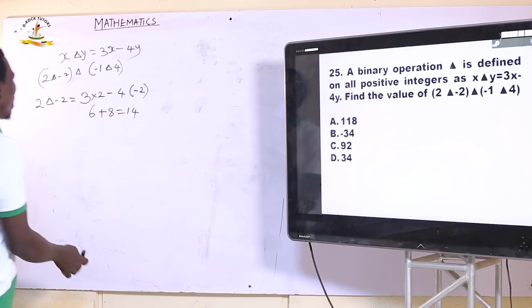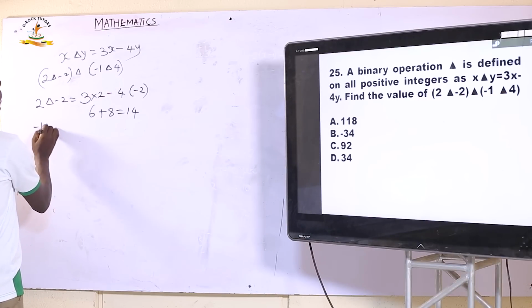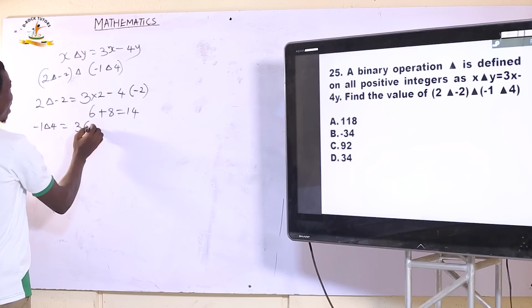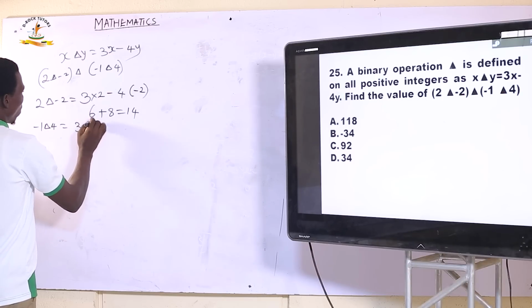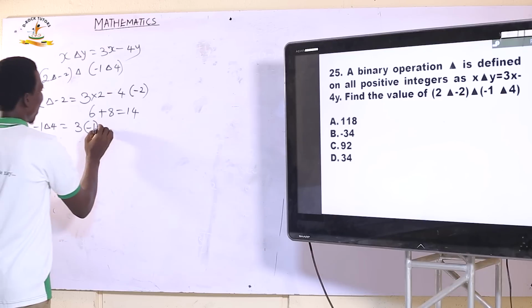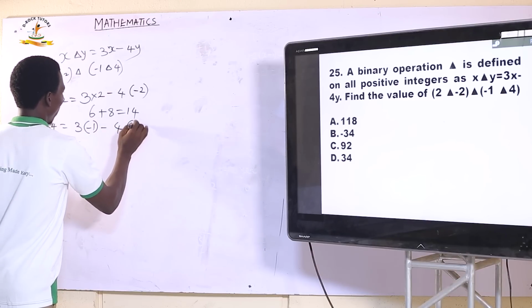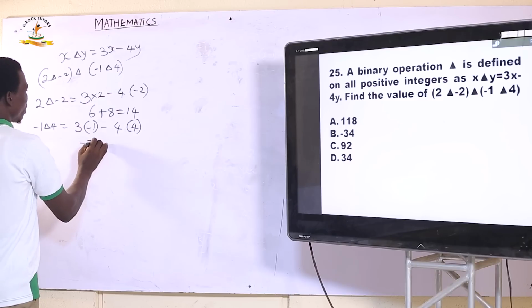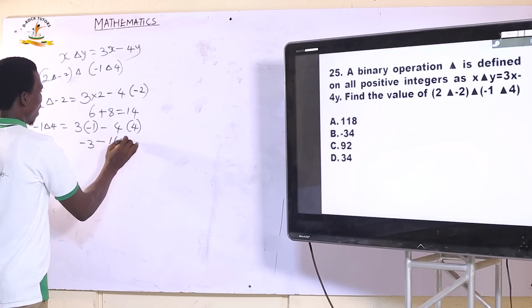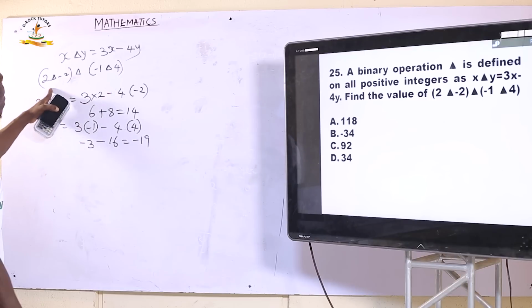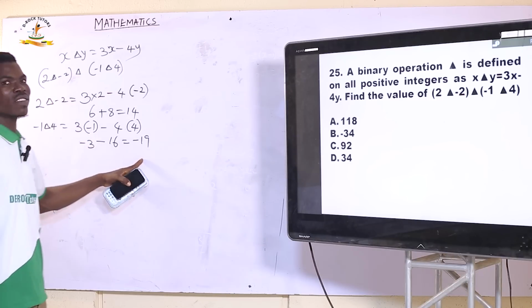We go again. Minus 1 delta 4 is going to be 3 into, instead of writing x, I write minus 1. I close the bracket. Minus 4 times 4. And this is going to be minus 3 minus 16, and this is simply minus 19. So we have the solution for the first bracket, and we have the solution for the second bracket.